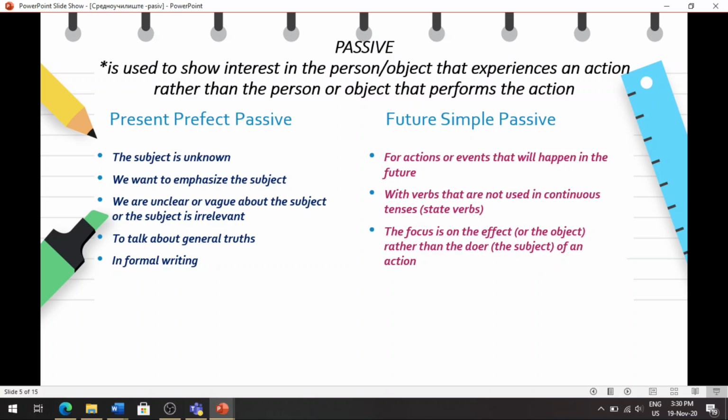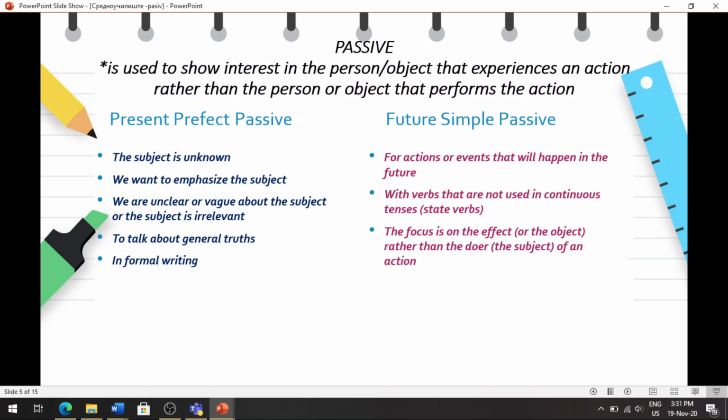Now let's see when we use future simple passive. We use future simple passive for actions or events that will happen in the future, for example, tomorrow, next week, next month, next year. Unlike the future perfect passive, there is no deadline here. In such statements, we focus attention on the person or thing affected by the action, when the subject is unknown, unclear, or irrelevant.